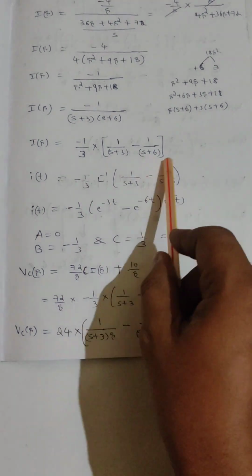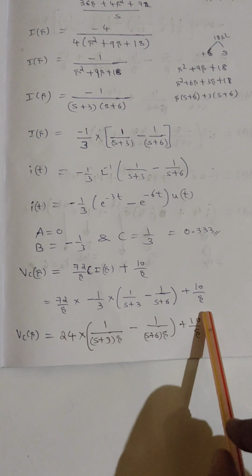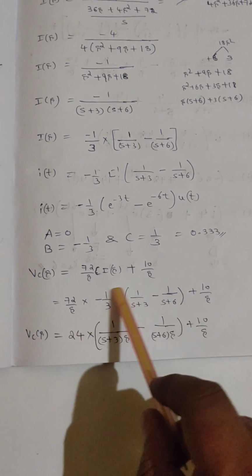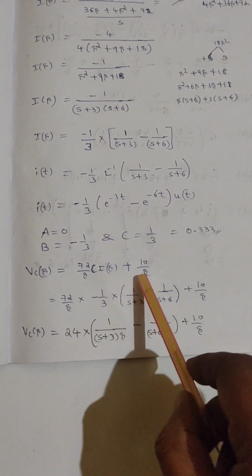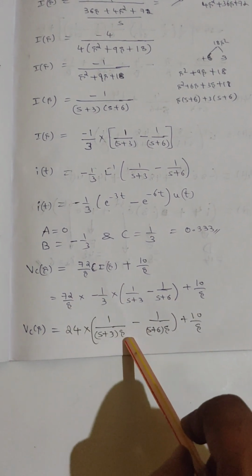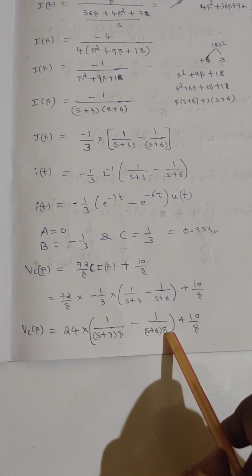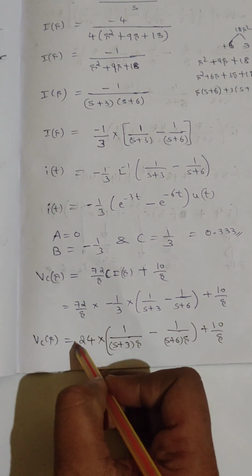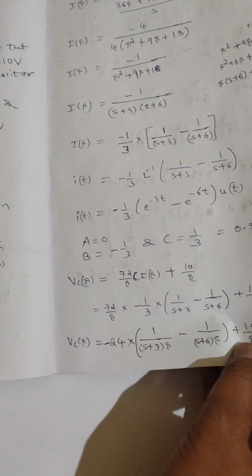This entire equation, you take it down. Take this entire equation here plus 10 by s. So 72 by 3 is 24, into 1 by s plus 3 into s, and minus 1 by s plus 6 into s, divided by 10 by s. See, here we write minus, but minus 72 by 3 is what? Minus 24. Okay, this one I missed here. Okay, got it.